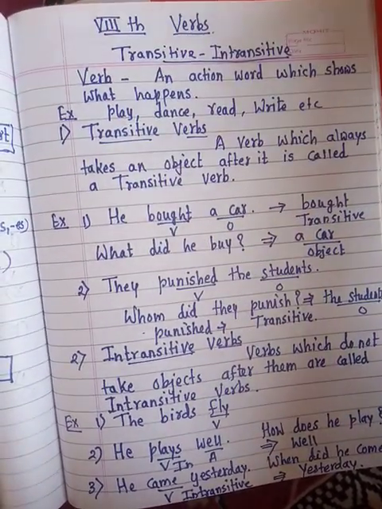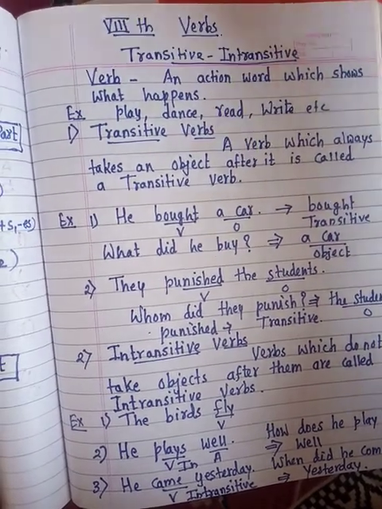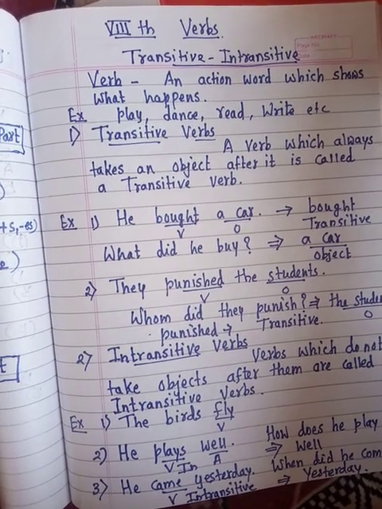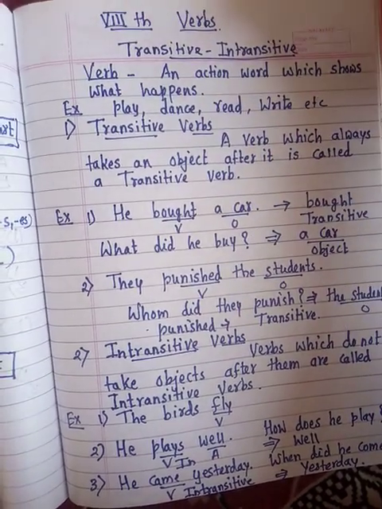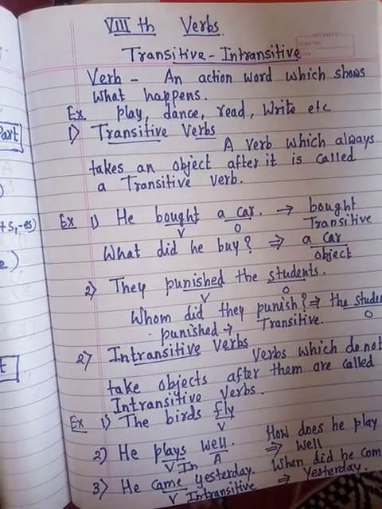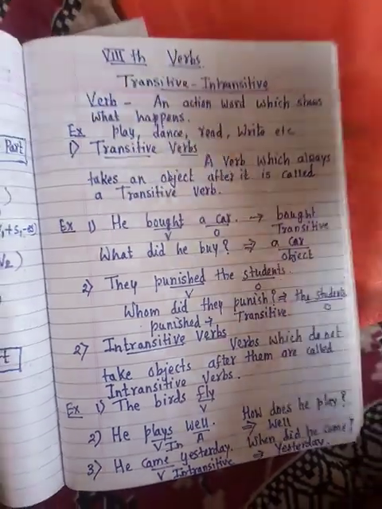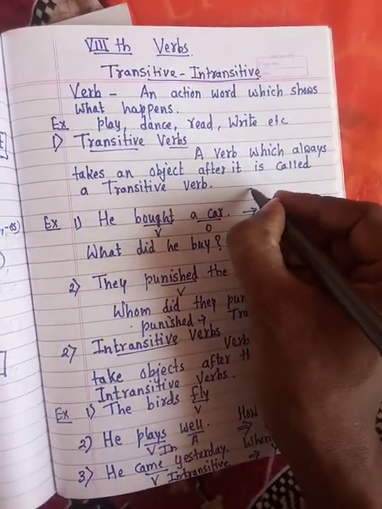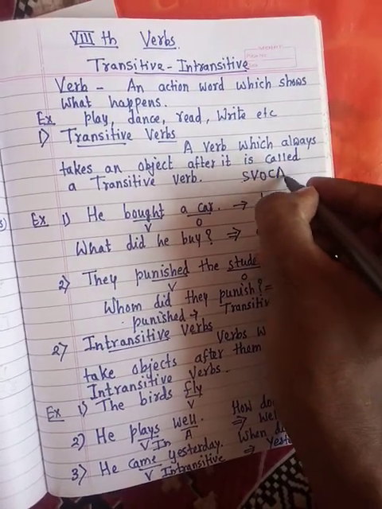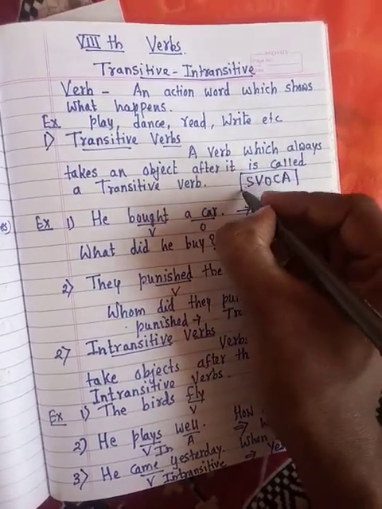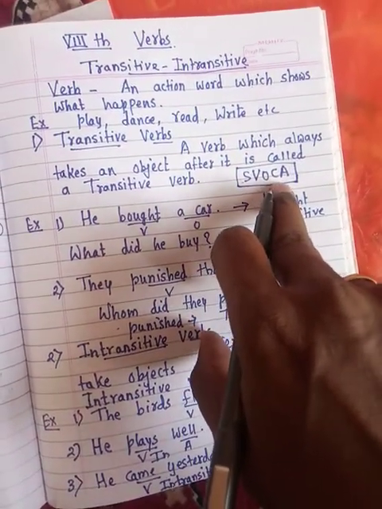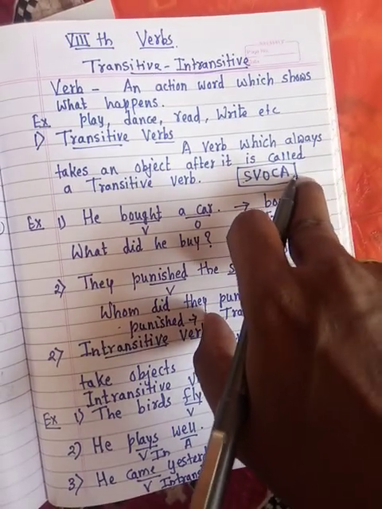So what are transitive verbs? A verb which always takes an object after it is called a transitive verb. Already you know the basic components or basic parts of a sentence, that is, it begins with subject, then verb, this SVOCA pattern. There will be at most these 5 parts: subject, then verb, then object, and if there, complement, and adverb.